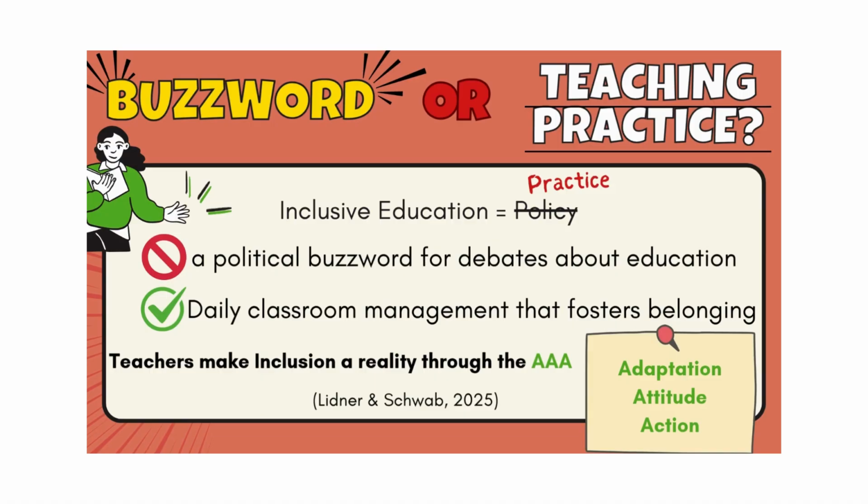Inclusive education is often treated like a political buzzword, something read about in a policy document or thrown around in staff meetings. However, inclusion only becomes a reality when it becomes visible in the daily teaching practices. This means that we need to adapt lessons so that all learners can access learning content, rethink classroom rules to promote cooperation and active participation, and use a variety of strategies to reach different learning needs.